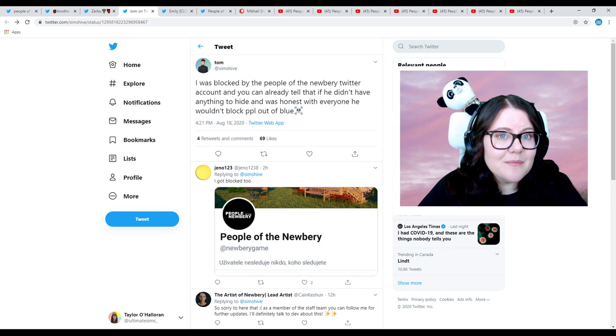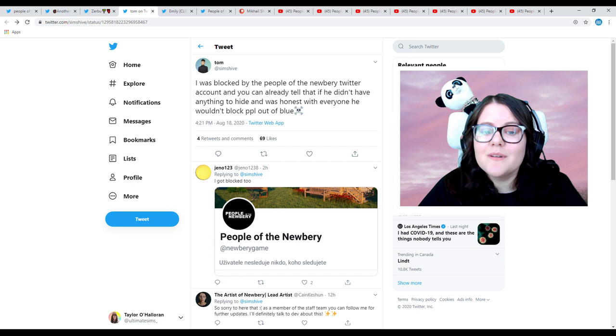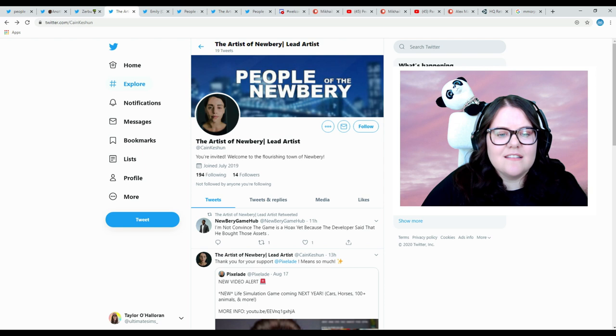This tweet here says, I was blocked by the People of the Newbery Twitter account, and you can already tell that if he didn't have anything to hide and was honest with everyone, he wouldn't block people out of the blue. And I feel like they might be getting a lot of tweets about how the game might be a scam, but then this is where I found an account that said that they were the lead artist. So we have the artist of Newbery, they have 14 followers, and they responded to that tweet.